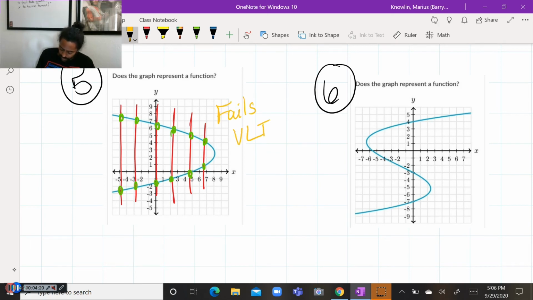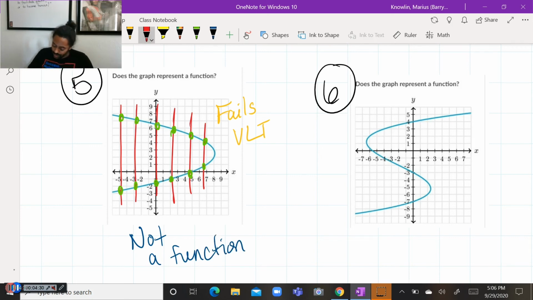Fails vertical line test, which means that it is not a function. And now the last one, once again, drawing vertical lines, we see that different vertical lines touch the graph. This one touches it more than twice. It touches it 3 times right here. 1, 2, 3, 1, 2, 3.